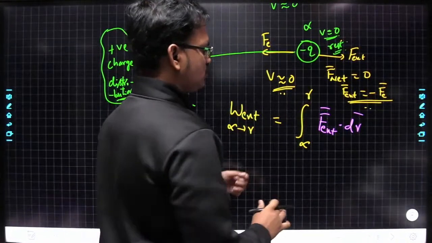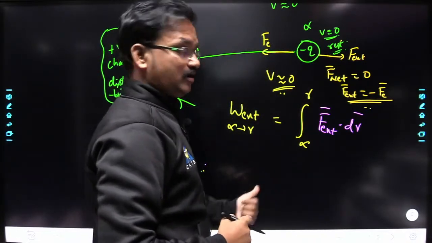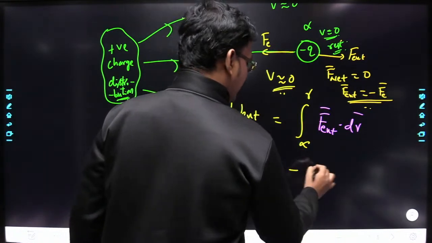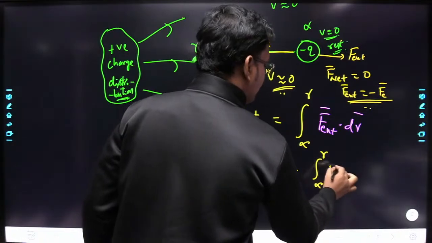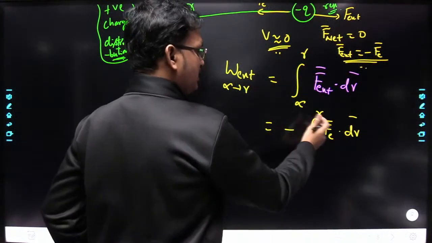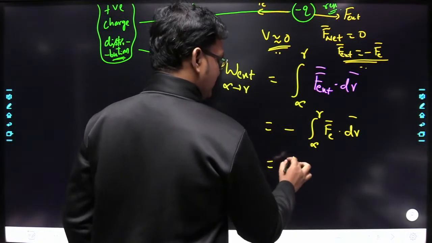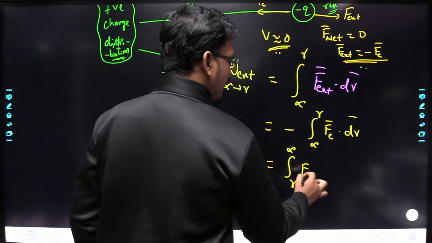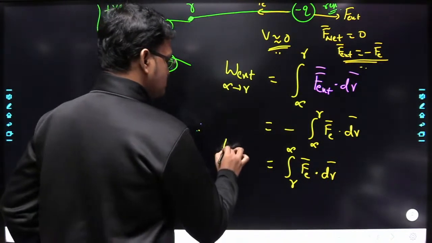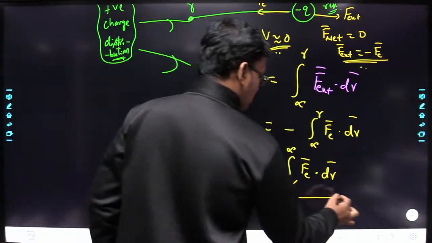Right. Now here also F external is acting opposite to what? Opposite to F electrical. Yes or no? So F external I can replace with minus F electrical. So minus integral infinity to r, I can write it as what? F electrical dot dr bar. Yes or no? Okay. Now if I want to make it independent of minus, that means if I take off this minus sign, then I can write it as integral r to infinity F electrical dot dr bar. Understood? Okay, so this is the work done by the external agent in order to move from infinity to r.